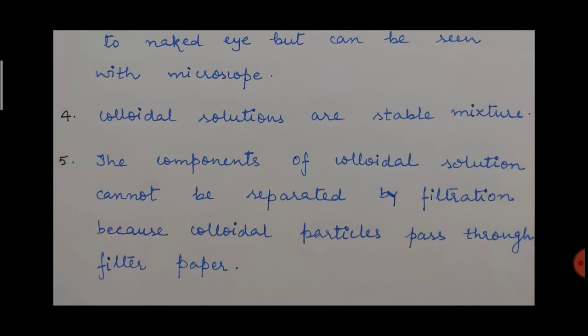You can do this with milk also. If you simply pass milk through filter paper, you will find that the components do not get separated. That is why for colloidal solutions we apply a different technique, which is called centrifugation. This particular technique we apply for colloidal solutions only. The best example is that of milk.